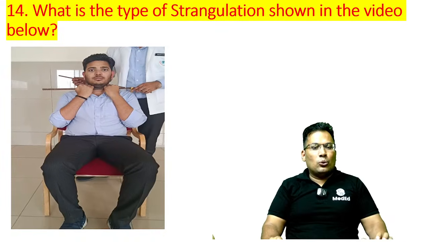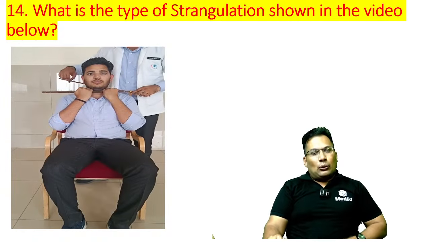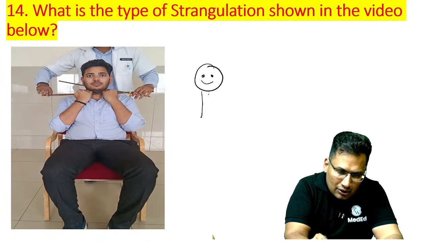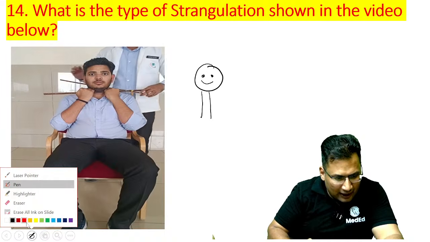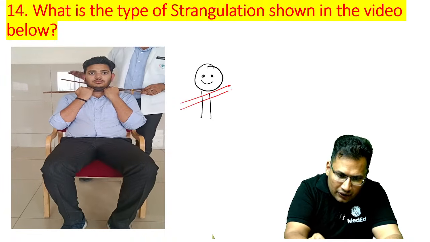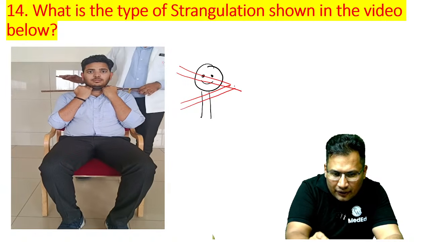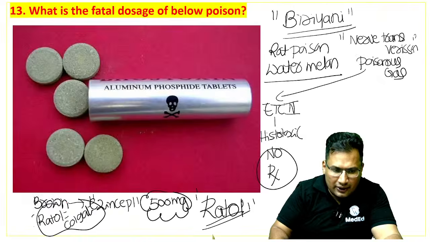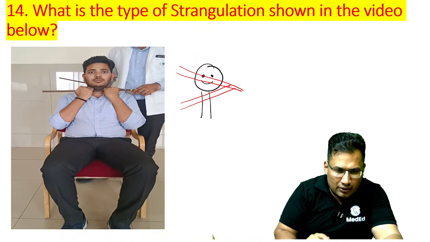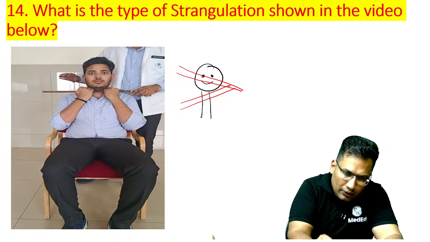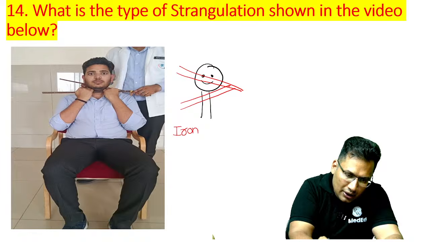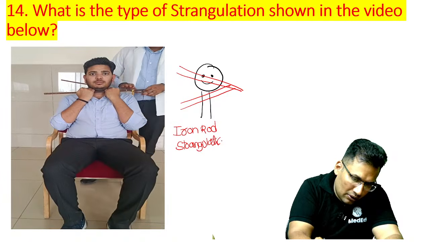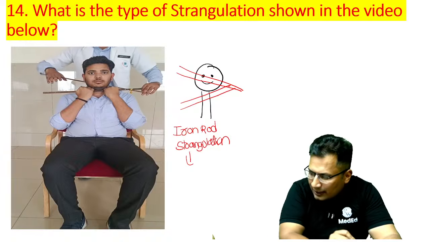Now next video, there's one more video. What is the strangulation shown in the video below? Here iron rods, for example, one iron rod is placed in the front like this, and the other iron rod is placed like this. What is this strangulation method known as? Come on guys, can you identify? Iron rod is placed, leading to strangulation. What is it known as? This is known as Bansdola.